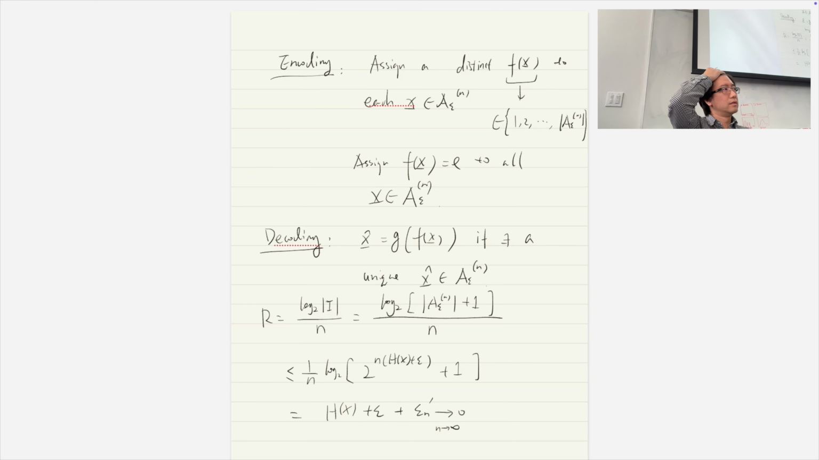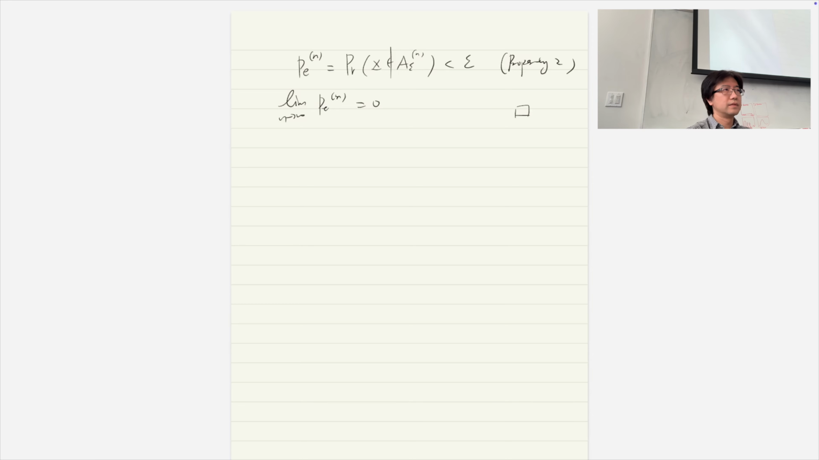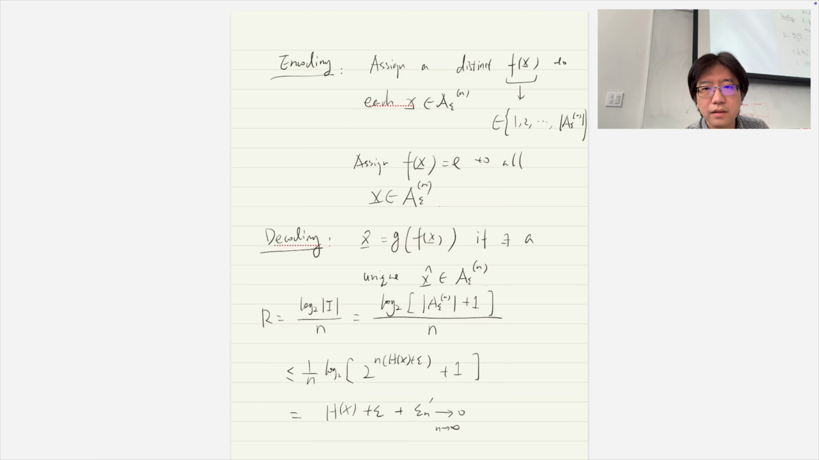Okay. So is there a small typo? You say for the error, you assign f(x) equal to, yeah, not. For all not, yeah. Yes.